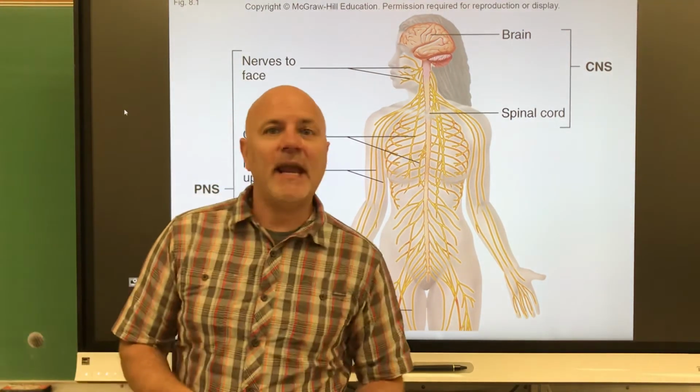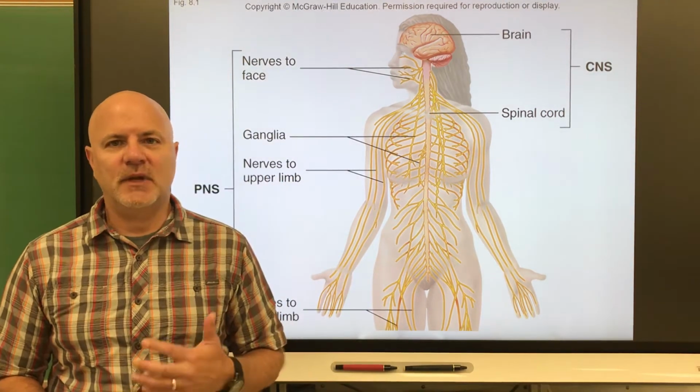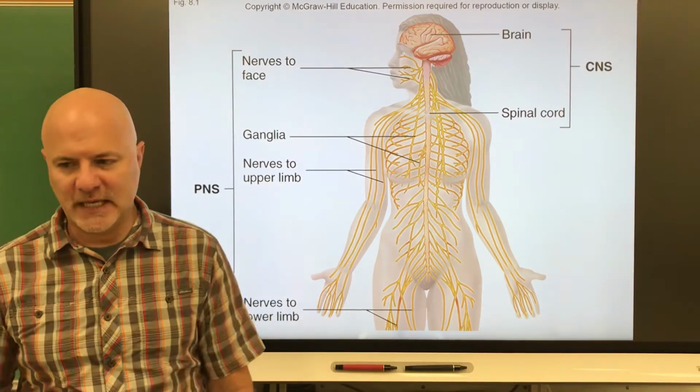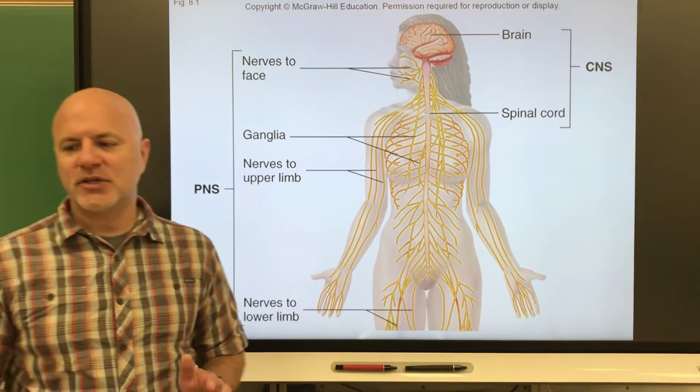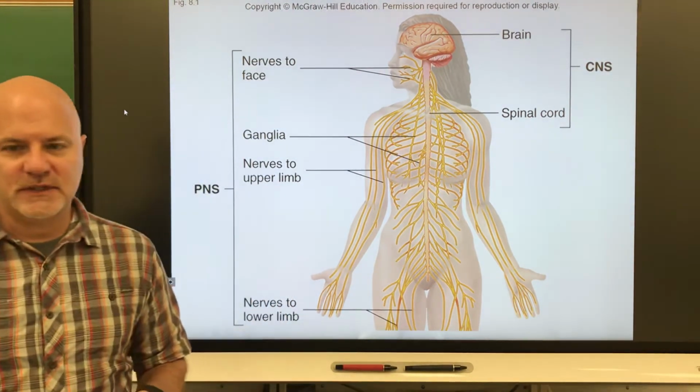All right, let's start chapter 8 in Bio 105. Chapter 8 deals with the nervous system. Now, the nervous system coordinates body functions to maintain homeostasis. So let's look at some general information about the nervous system. And we're going to start off with the organization of the nervous system.